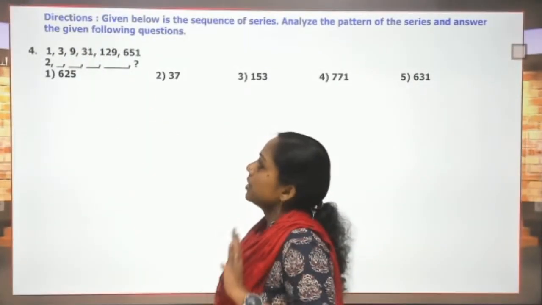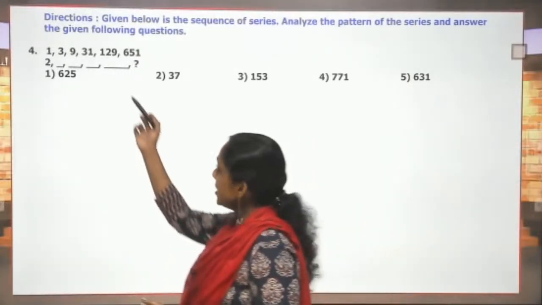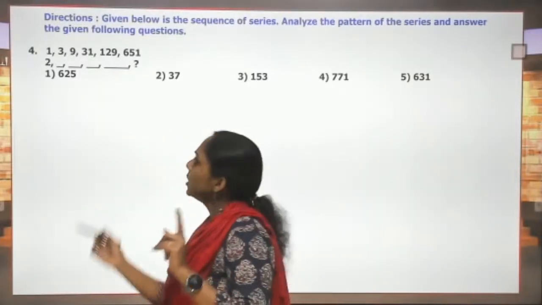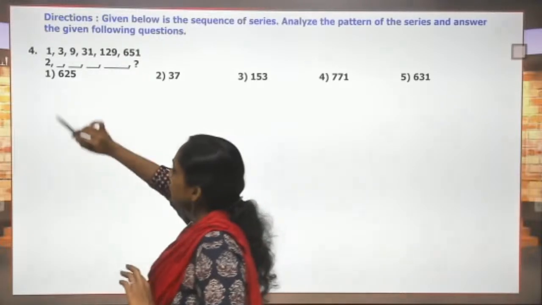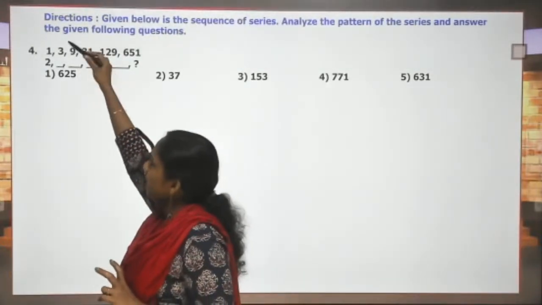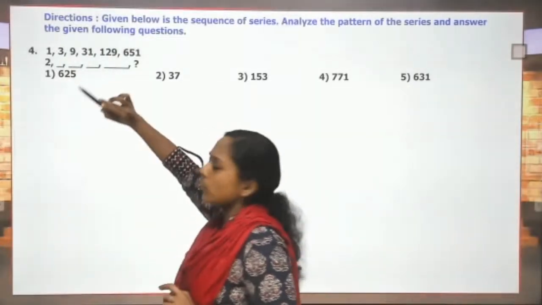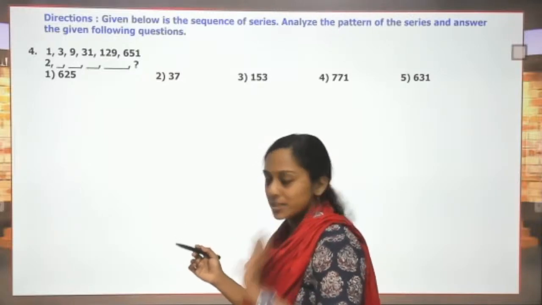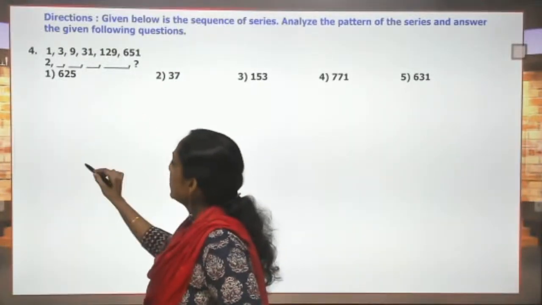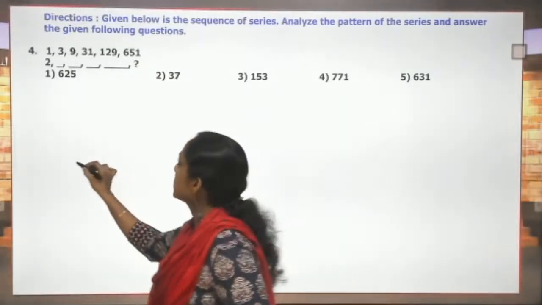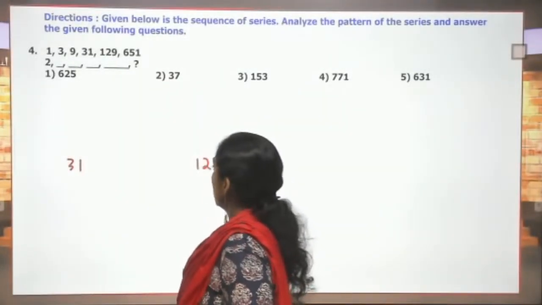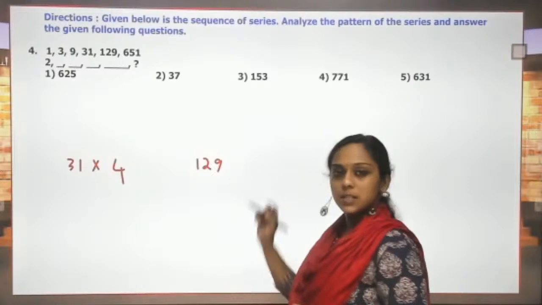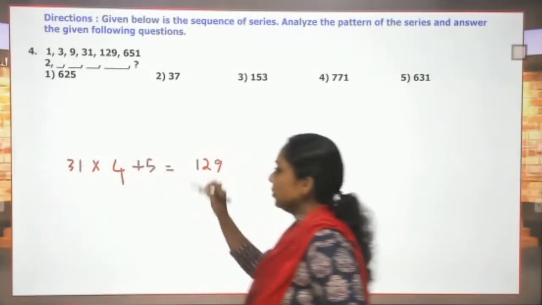Okay, so next I am going for miscellaneous series. See, 31 and 129, that is into 4. That is into 4 range. Here this is into 3, into 2, into 1. So I think this is coming under miscellaneous range. Starting from the middle terms, 31 to 129. So 31 into 4, that is 124. What I need is 129. So plus 5 will give you 129.